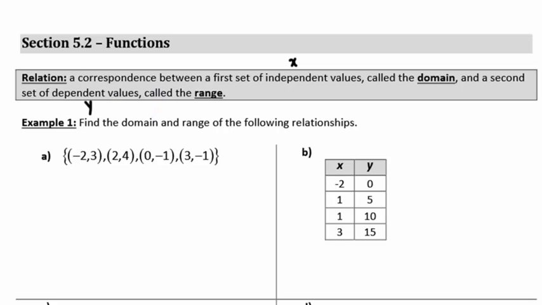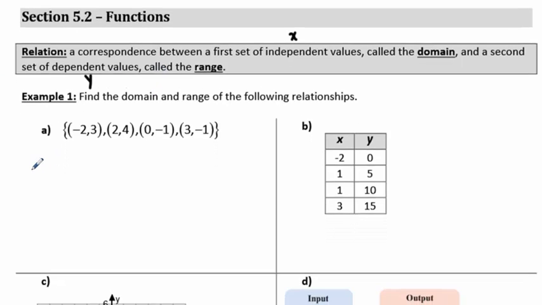So if I want to list the domain and the range, for example in part A, the domain is going to be the set of all of the x values. If I list the x values, they are -2, 2, 0, and 3. Now when I list these, I want to list them in numerical order. So I'm going to do -2, 0, 2, 3. And when my domain is a list like this, it's common to use curly brackets to enclose that list.